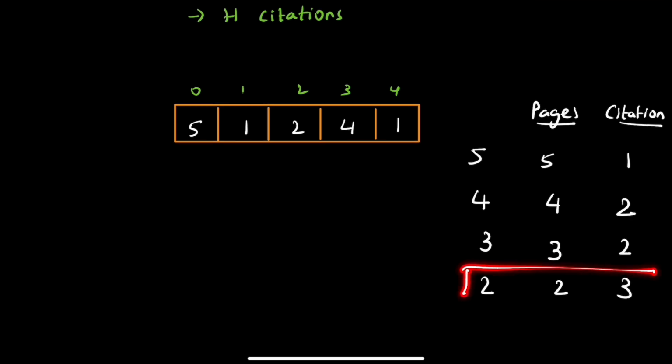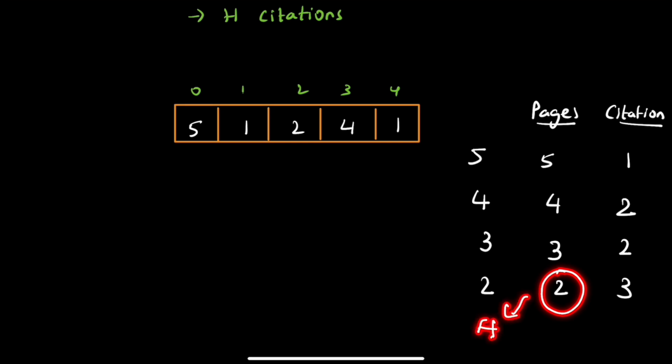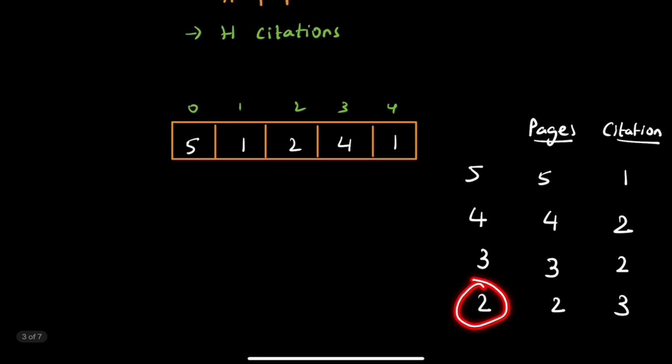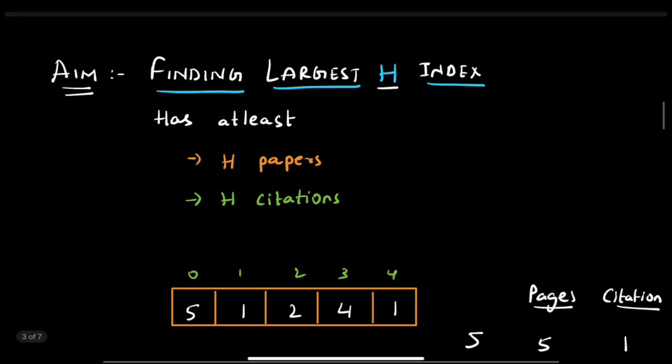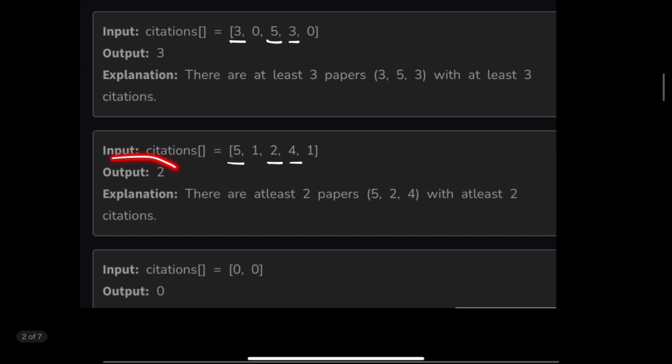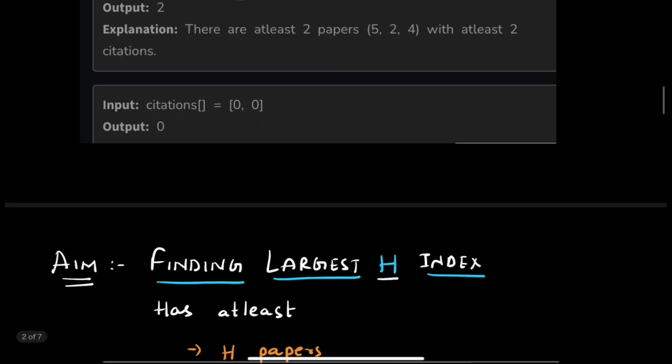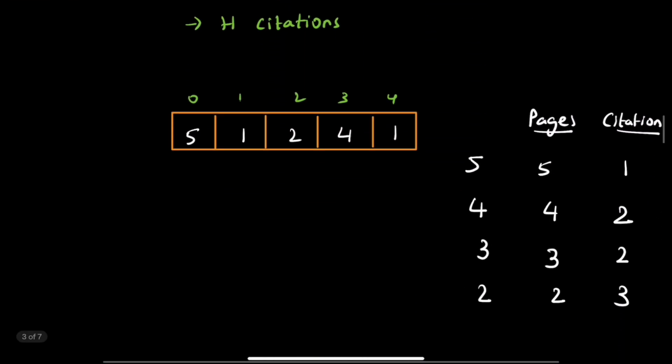Now does this entry satisfy the condition? It has 2 pages, right? So the H value is 2 and it has 3 citations, which is greater than 2, right? So it satisfies the conditions. So 2 is the largest H index for the citation array. And if we check the example, the output is 2. Simple. So this way we can solve our problem.